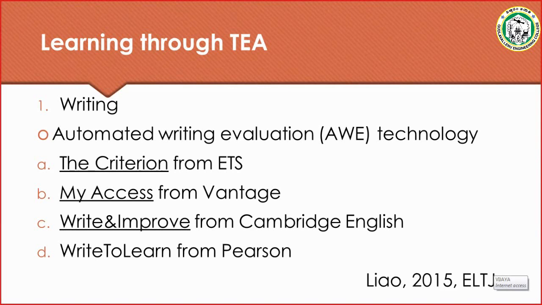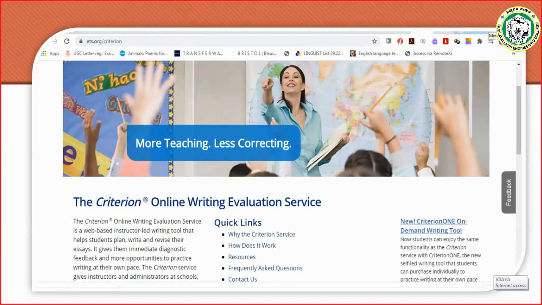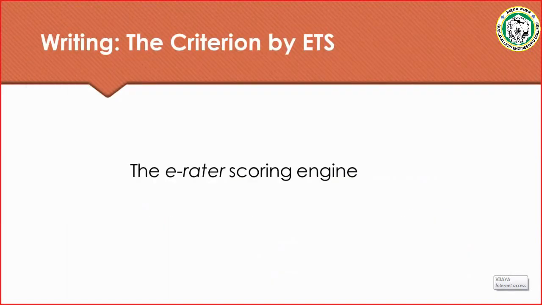So I'll briefly tell you about the Criterion by ETS. So here is a screenshot of what it looks like. Online writing evaluation service. Now, Criterion has an e-rater scoring engine. All the AWEs have e-rater scoring engines, which are used for evaluation.